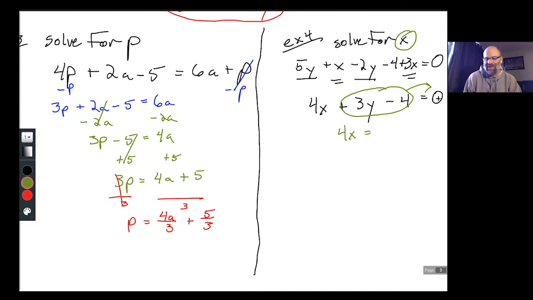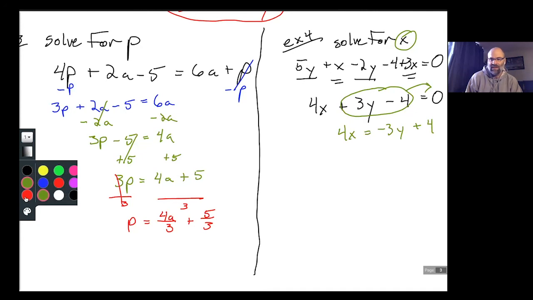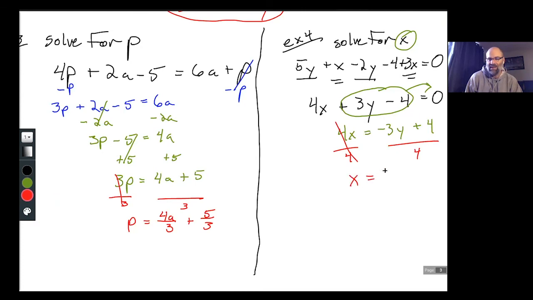So 0, when you add anything to 0, it's just that itself. So a positive 3y becomes a negative 3y. A minus 4 becomes a plus 4. So see how that shortcut was nice. All I did was throw it over on the other side with the opposite sign. Okay, we're solving for x. So last step, divide by 4. So I get x equals negative 3y over 4 plus 4 over 4.